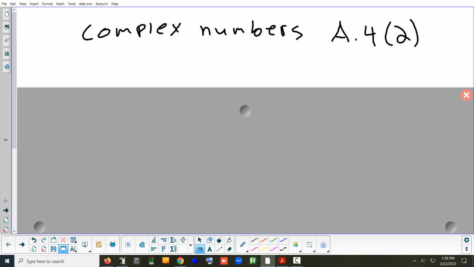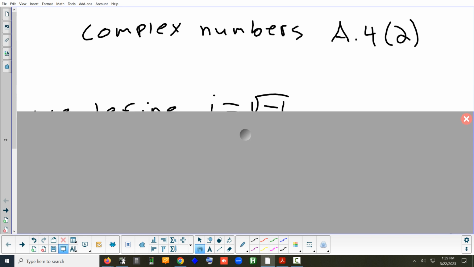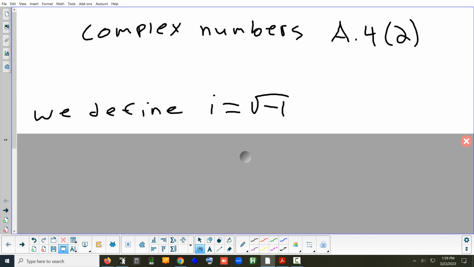Now, we talked a lot about I. And I told you that I is equal to something. Can't explain why it's equal to that. This is what it is equal to. Does anybody remember what I said I is? Yep. Square root of -1.